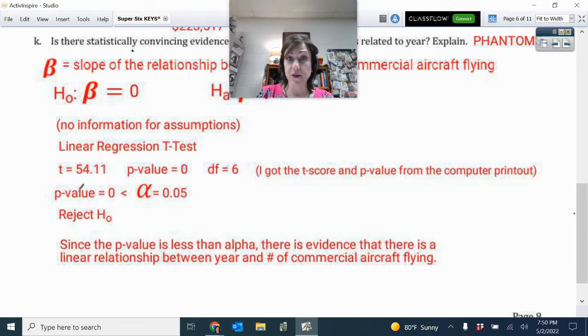So our p-value of 0 is less than alpha of 0.05. So we're going to reject the null hypothesis. And since the p-value is less than alpha, there is evidence that there is a linear relationship between the year and the number of commercial aircraft flying.